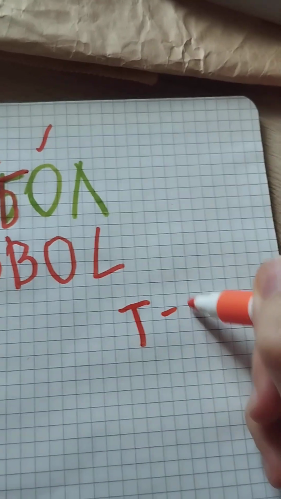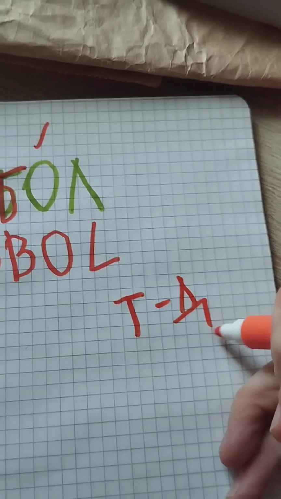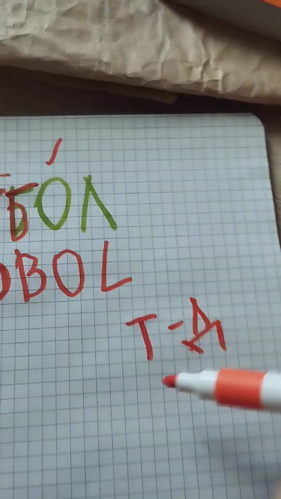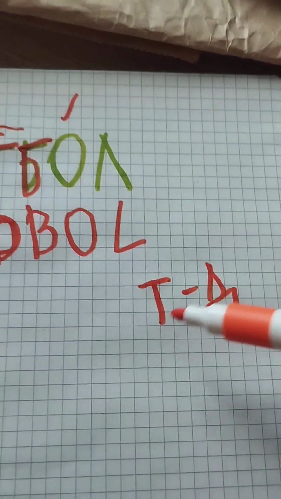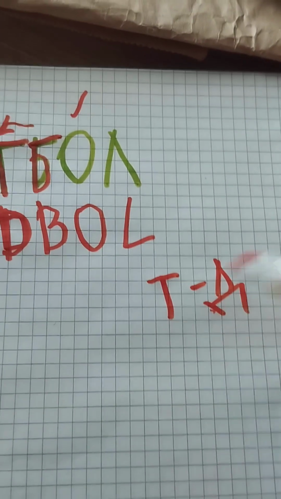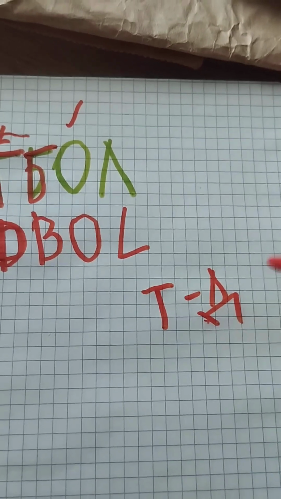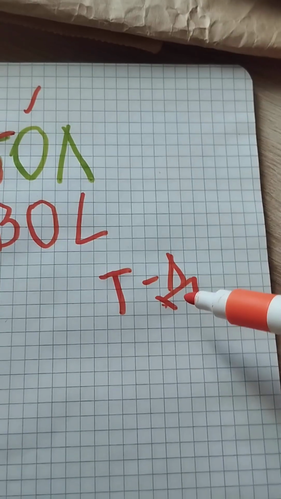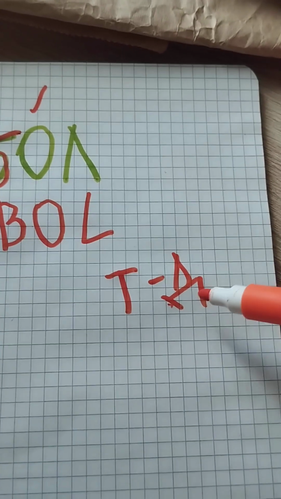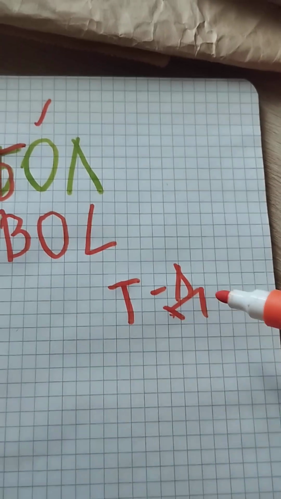T, D. T is voiceless. We don't use our vocal cords when we pronounce it. T, T. It's a quiet sound. And D is a voiced sound. D, D. We use our voice.